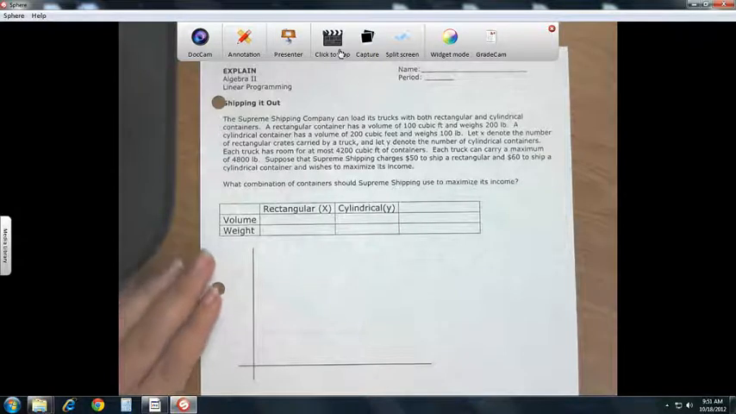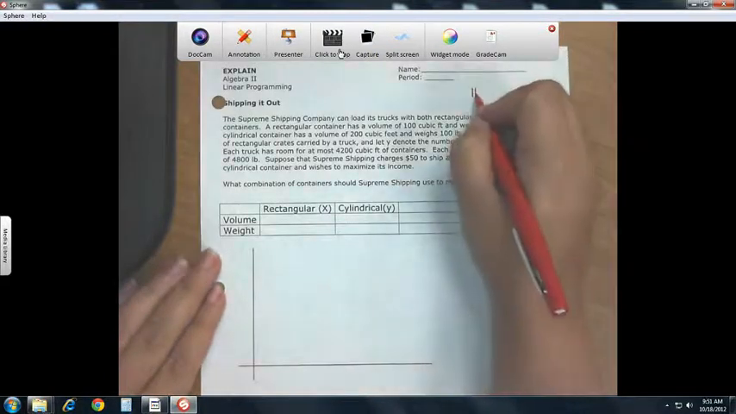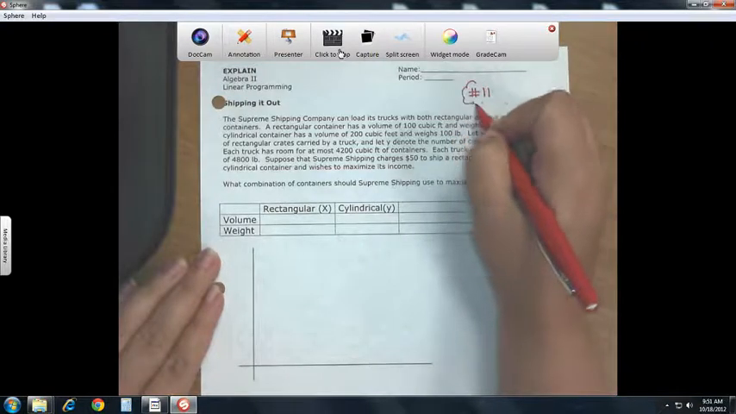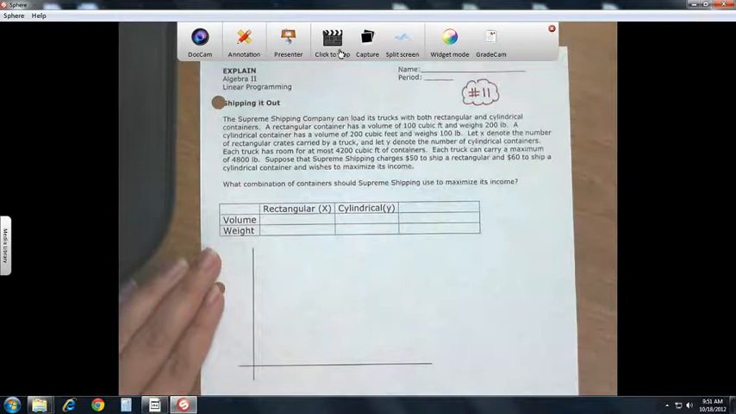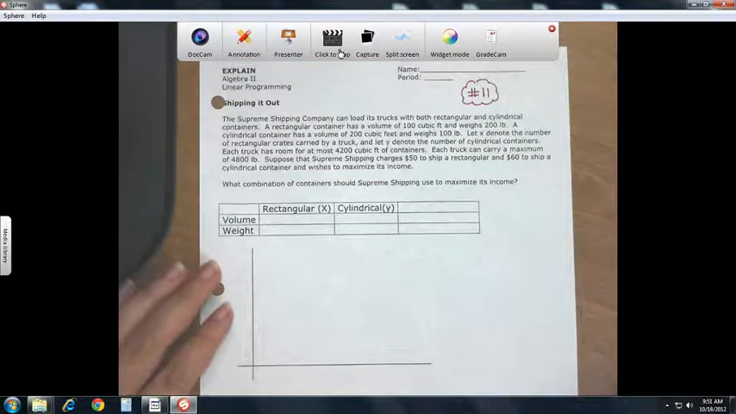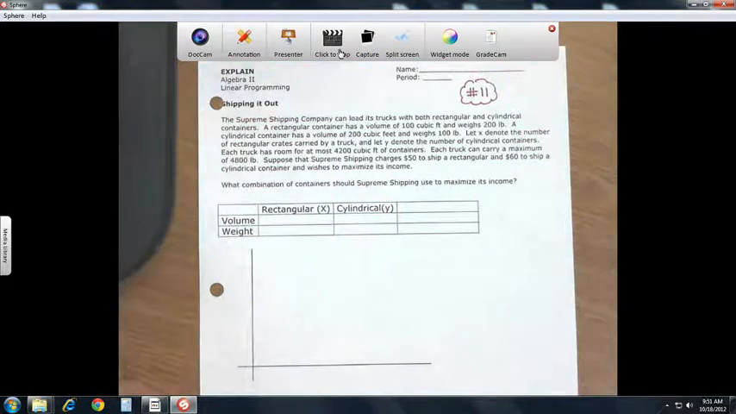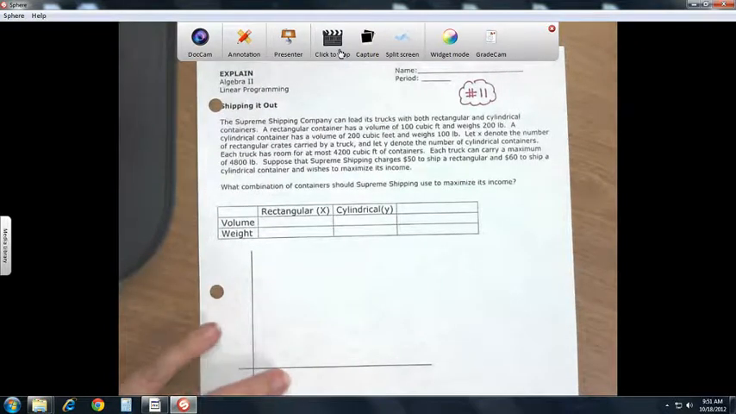Okay, this is notes number 11. This is part 2 of the linear programming notes, where we turn them into a word problem. And this can look really complicated because you've got to read your way through all of these wonderful words. But if you set up a little chart at the bottom like I've done here, it's really not that bad. Let's go ahead and start reading.